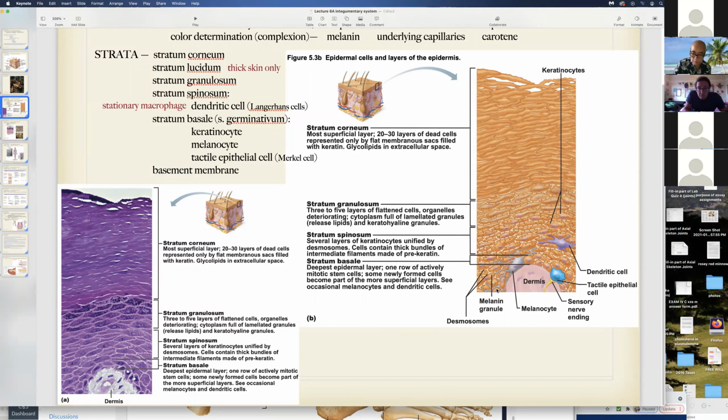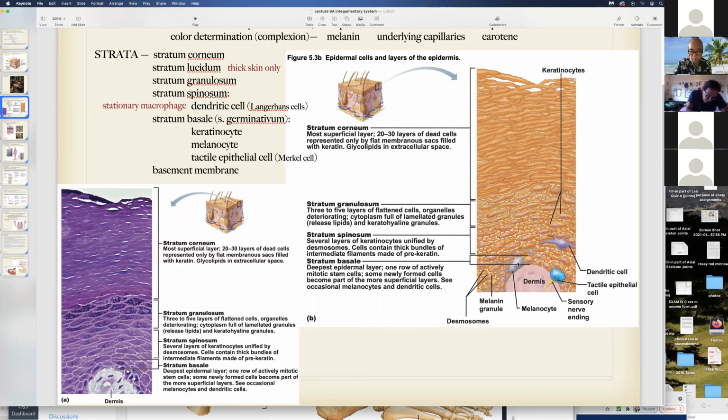And these are the ones at the basement membrane. The shapes are actually cuboidal shape, okay? And they are the ones that are constantly mitotically dividing, and the daughter cells are the ones that are going to be sent further and further away.